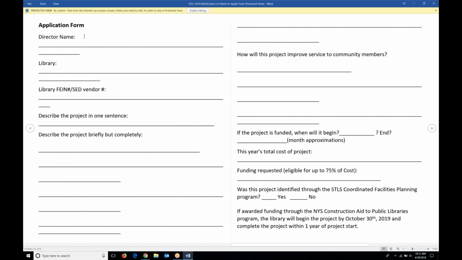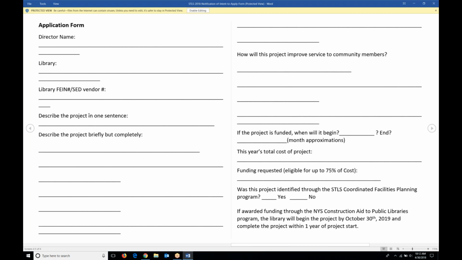You do need to know who's in charge of the project, the library. You need your federal employee ID number or NYSED vendor ID number. Even with this, you will have to fill out a W-9. We found out last year that NYSED is now requiring, even if you have a vendor ID number, that they still want you to fill out a new W-9 every year.